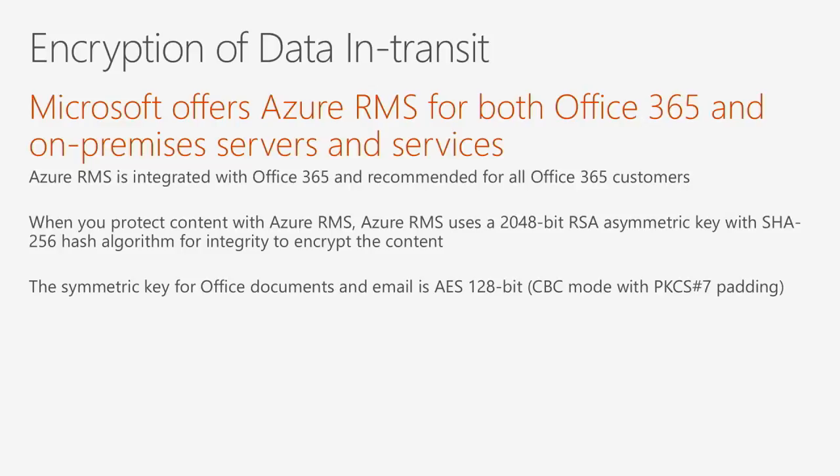And Azure itself is using a 2048-bit RSA key with SHA-256 for encryption. And if you encrypt an Office document, that's AES 128-bit, and it's CBC mode with PKCS #7 padding, if you want to really geek out on the details. Like I said, we have a lot of documentation on our cipher suites.